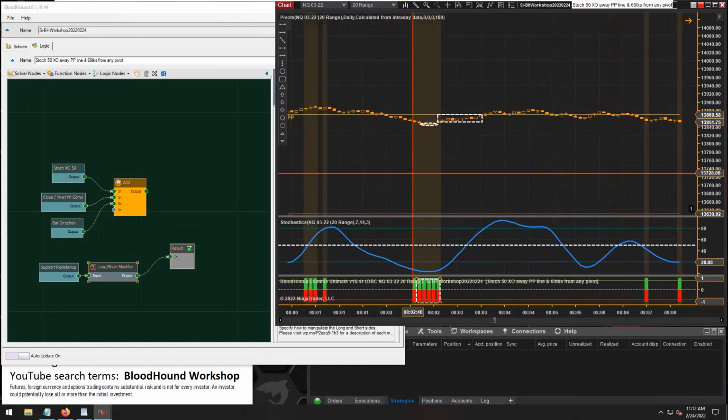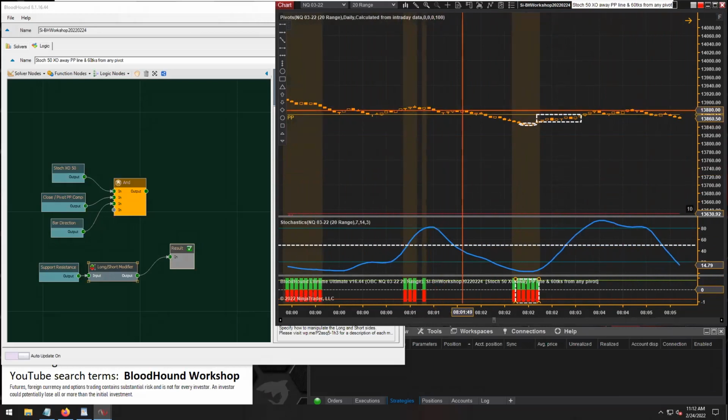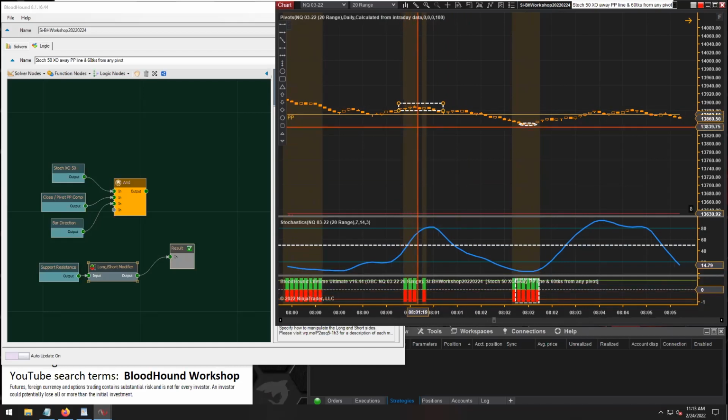Even if price is above the pivot line, still no signals because it's within 60, not even a long signal because it's within that 60 tick range of a pivot line. So no signals at all. And then once price gets 60 ticks or more away from a pivot line, then it's safe to take a trade.